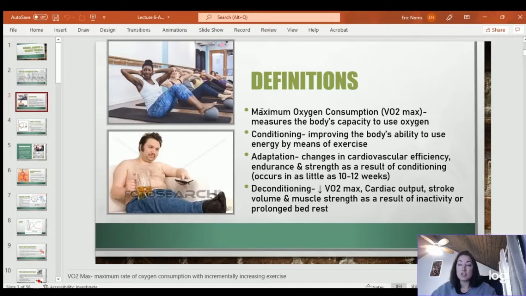And deconditioning is when your VO2 max decreases, your cardiac output decreases, your stroke volume decreases, and muscle strength also decreases, all as a result of either inactivity or prolonged bed rest. Deconditioning can start happening in as little as a week.